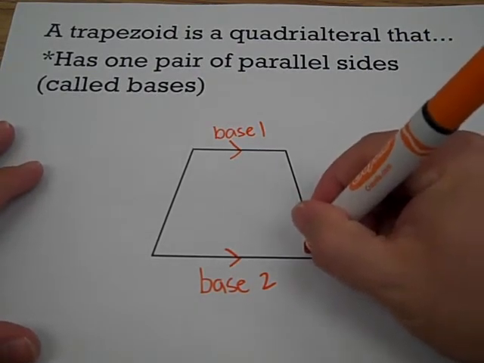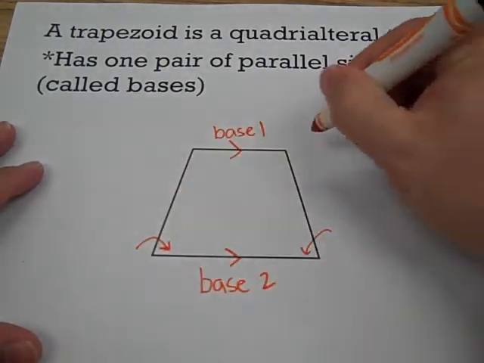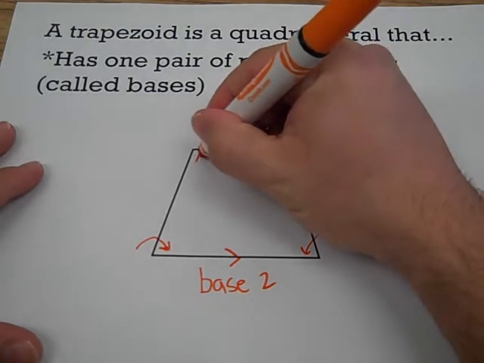We also call these base angles, so these angles are base angles associated with base 2. These angles are base angles associated with base 1.